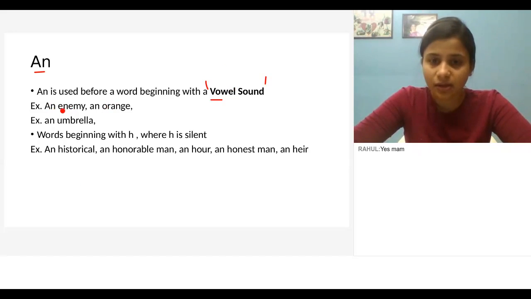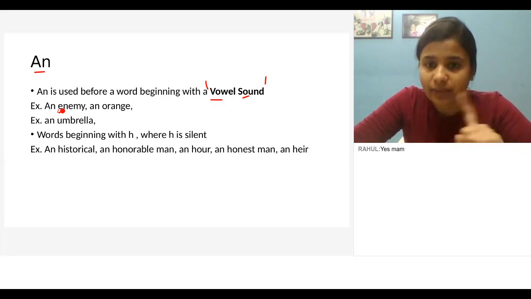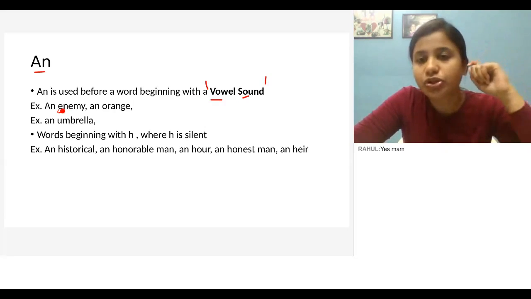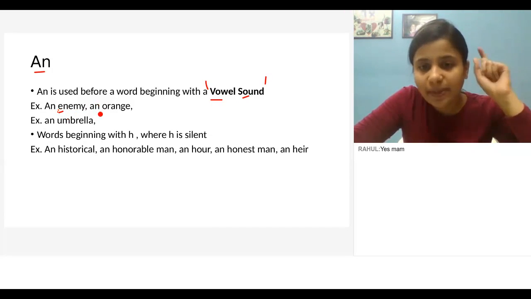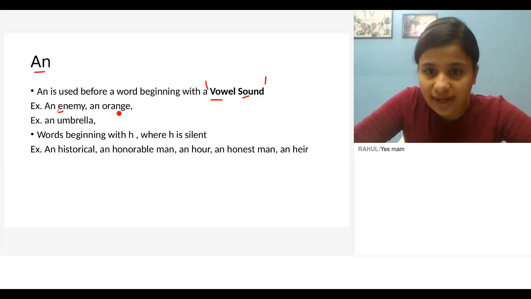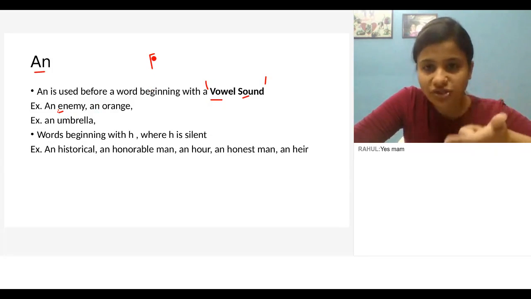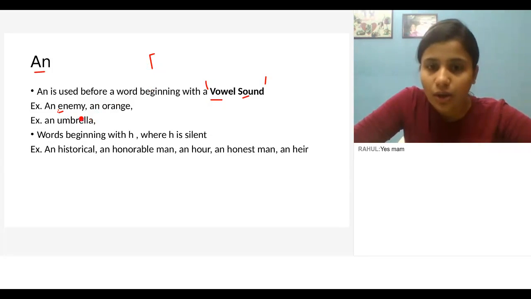So first basic rule, if we have A-E-I-O-U, right? So an enemy. Now I'll explain what is vowel sound. If you say an enemy, it makes an a sound. So you should try to think about the sound and not just the letter. Then orange, it makes an o sound. If you can change this to Marathi or Hindi, it will be better.